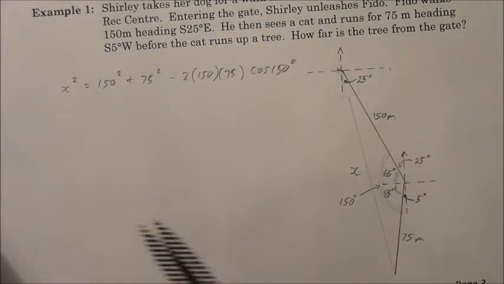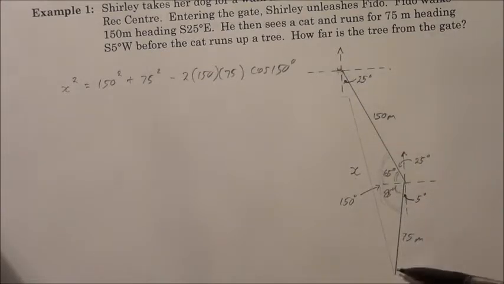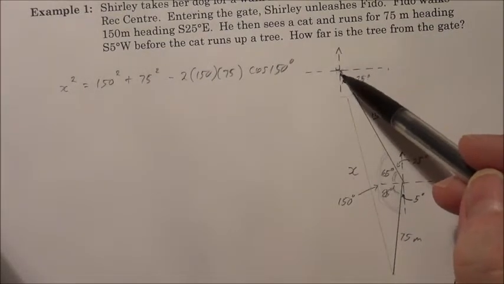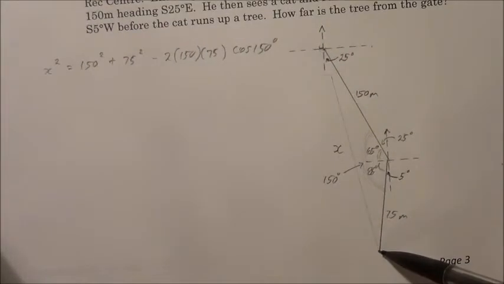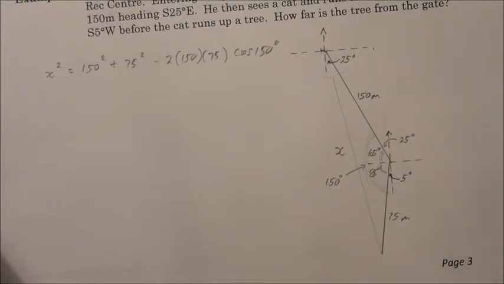So now just simplify it down and find the value of x, which is the distance from the gate where Fido enters to the tree where the cat runs up. Okay, so go ahead and finish that off for me, please. And then compare your answers with the answers of your colleagues.